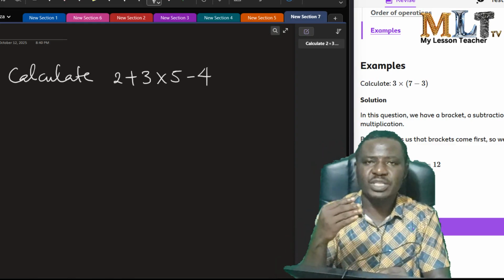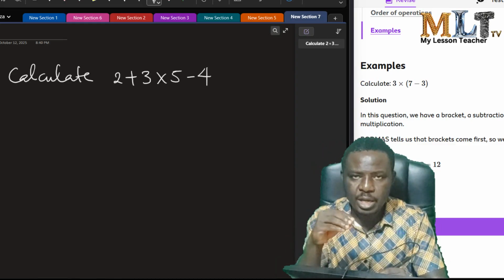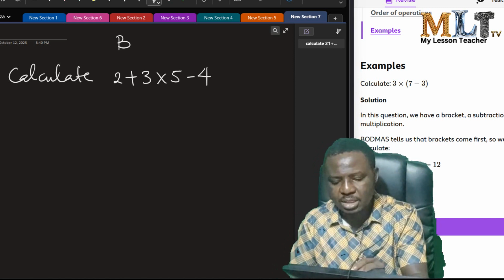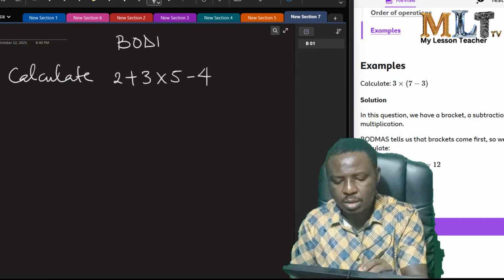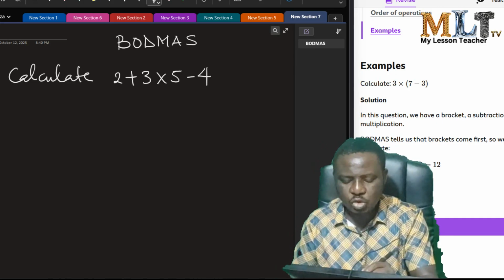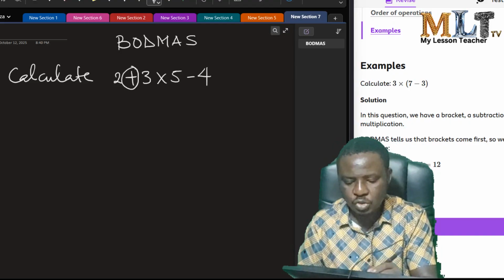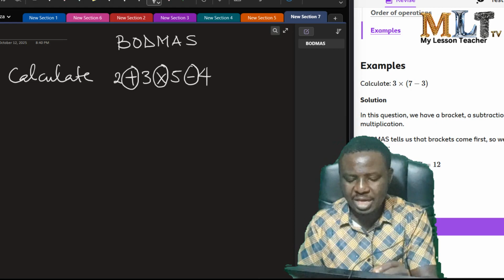Now, we have to respect the BODMAS, okay? We have to take it in the order of operation, which says bracket, division, multiplication, addition, and subtraction. So looking at these operations, how many do we have in this expression? There are 3. This is 1, 2, and 3.